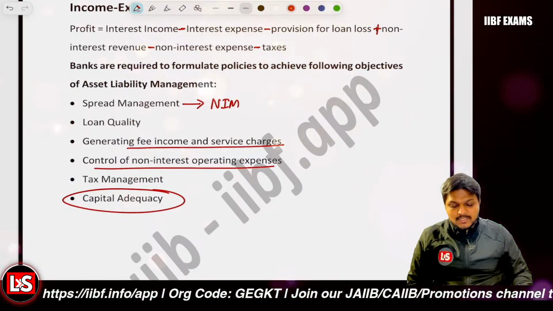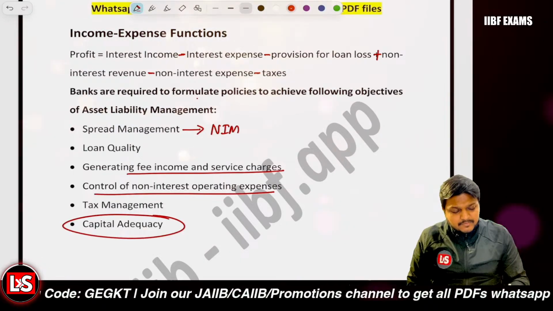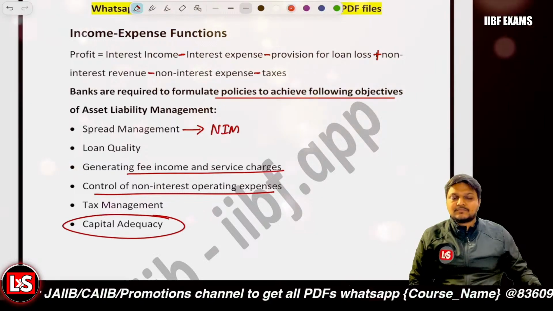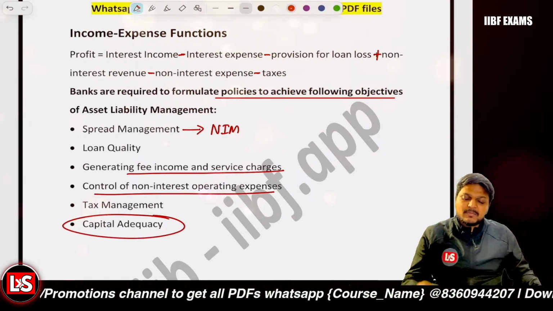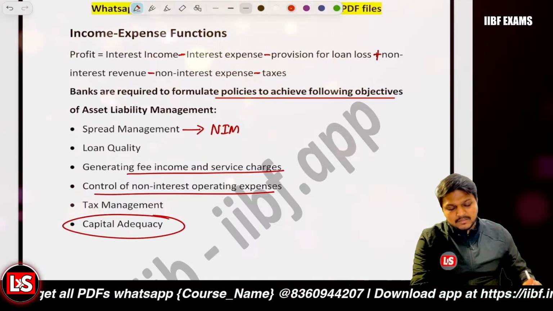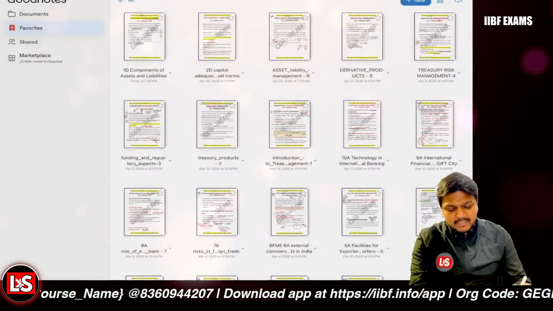So these are the policies so as to achieve the objectives of the ALM. Right? These policies are to be maintained. Clear with it? So that was about chapter number 1 related to the components of the assets and liabilities.